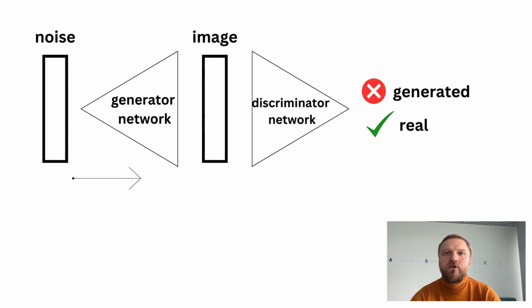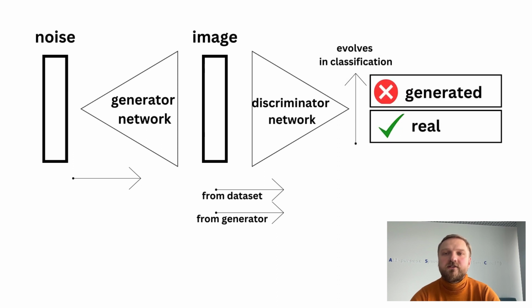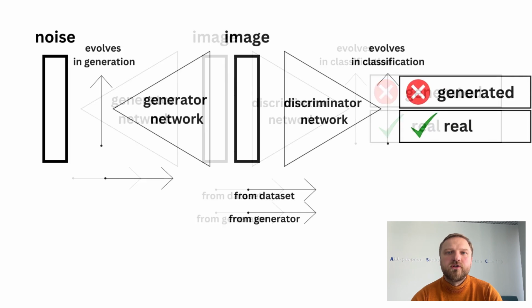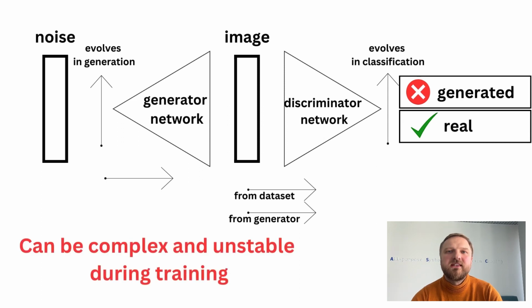Half of the time, you feed the discriminator network the real images, and sometimes images produced by the generator network, so it trains and gets better at classifying the images. Meanwhile, the generator also learns and improves at producing images that are classified as real ones. This method works, but it's complex and can be unstable during training.